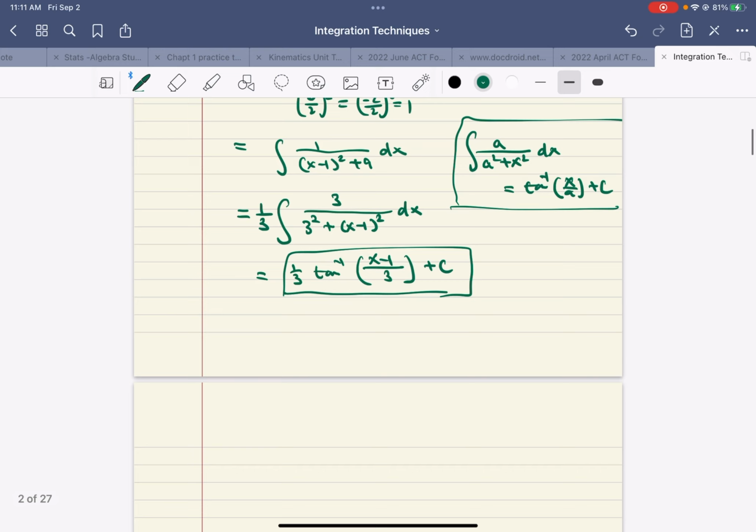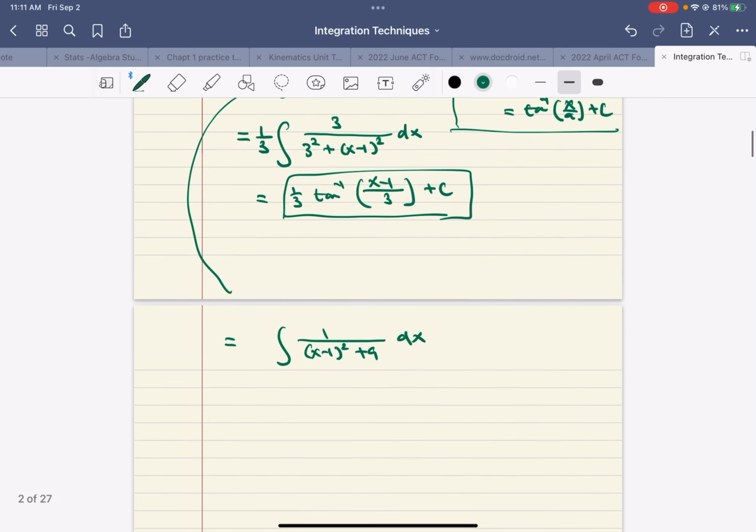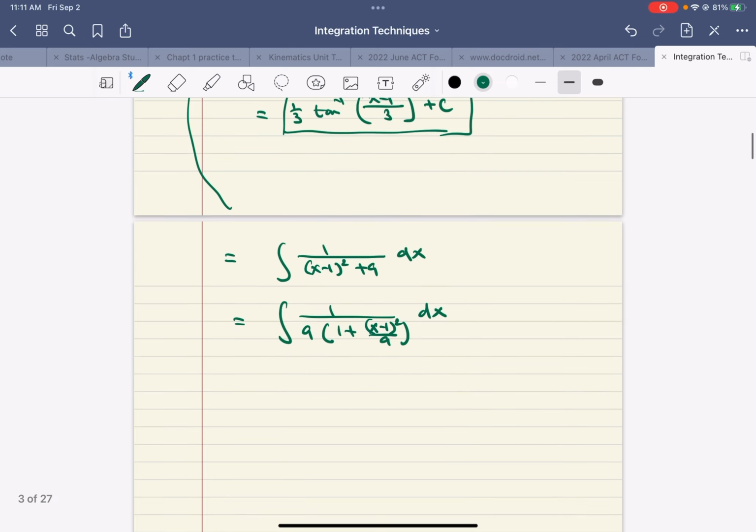But what if you forget that formula? Then you can do it this way too. From here, 1 over x minus 1 squared plus 9 dx. So what you can do is factor out the 9, then you can do 1 plus x minus 1 squared over 9, and dx. And then 1 over 9 you can take out. And 1 over 1 plus x minus 1 over 3 squared dx.